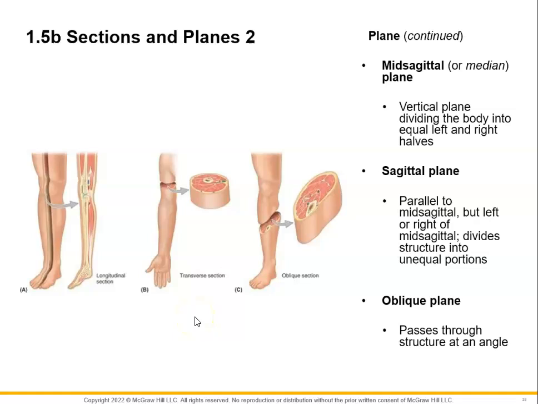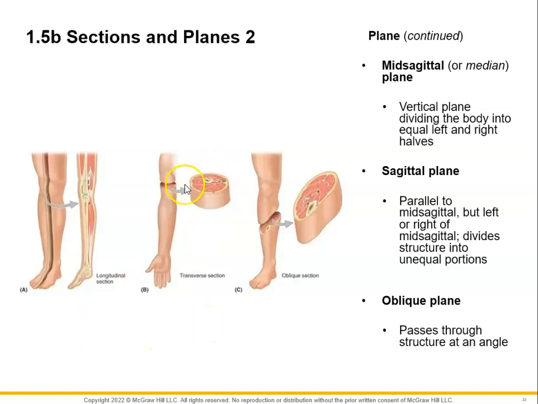So again, mid-sagittal would be right down the center, dividing the body or the structure into a left and right, as you can see here with the leg. So sagittal can be anywhere. It doesn't have to be mid-sagittal. Mid-sagittal means right down the middle. But sagittal, again, can be any plane or section that divides the body or the structure into a left and right.